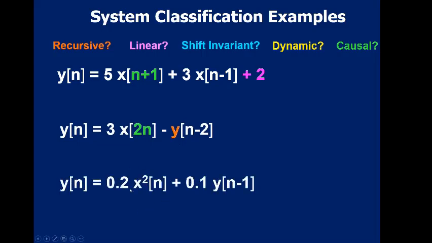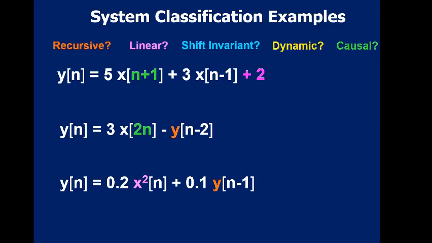Here's one that's easy to recognize as a nonlinear system because we have a squared term in there. It's recursive because of our y of n minus 1. So recursive, nonlinear. Nothing to mess up shift invariance, so that's okay. It's got a delay on the y side, making it dynamic. And actually, this is a causal system. So just the linearity is messed up and it is recursive.